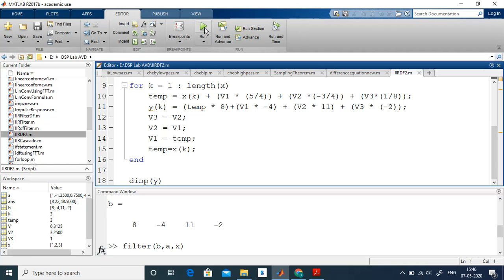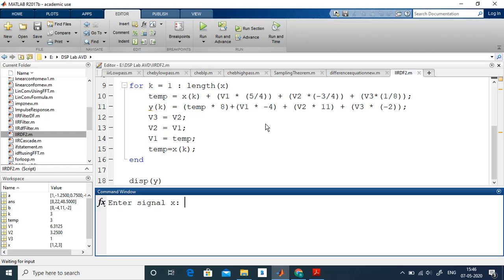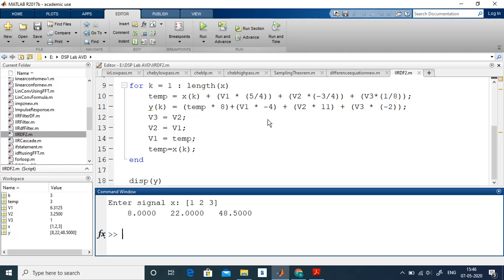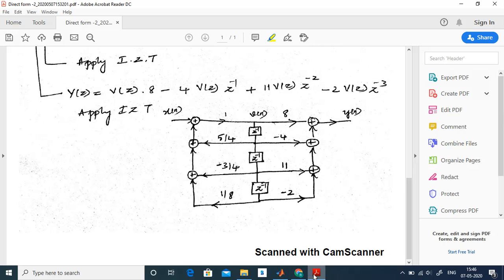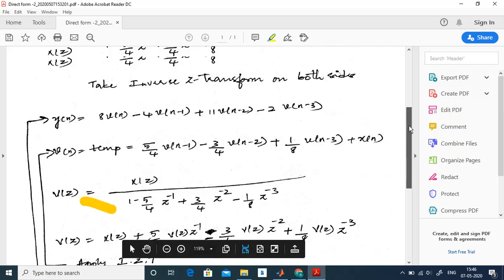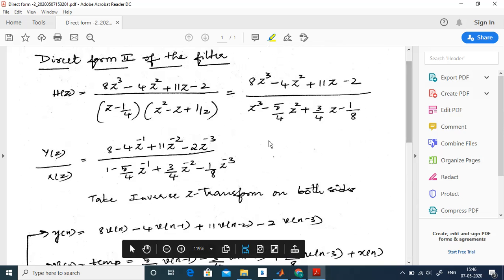Now we'll run this code. So it is asking input signal. Let me consider it as 1, 2, 3 just for an example. So this is the output you are getting after filtering operation. Now how to verify this? To verify this, I should enter A coefficient, B coefficient, and then I should use inbuilt function, and then I should verify this output. So from this, I'll take A coefficients.